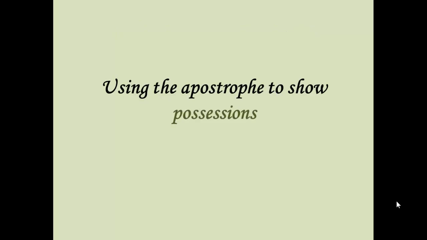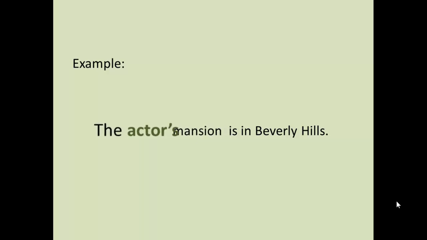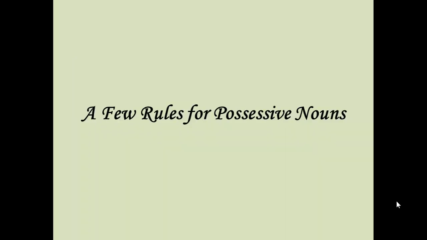Next, we move on to the second part of this video, and that's using the apostrophe to show possession or ownership. Possessive nouns show ownership. So here's an example. The actor's mansion is in Beverly Hills. Well, whose mansion is it? The actor's mansion. And because the actor owns the mansion, we have to show possession by using the apostrophe. In this case, it's one actor.